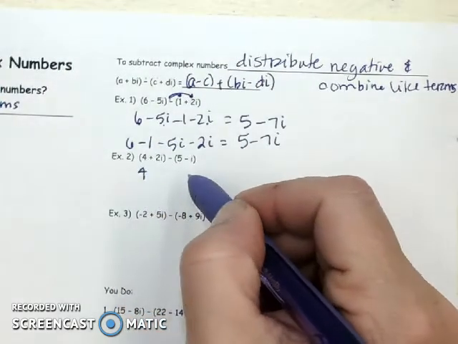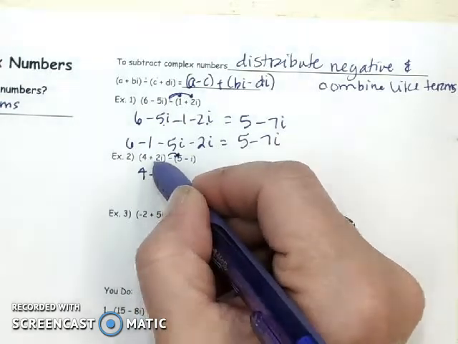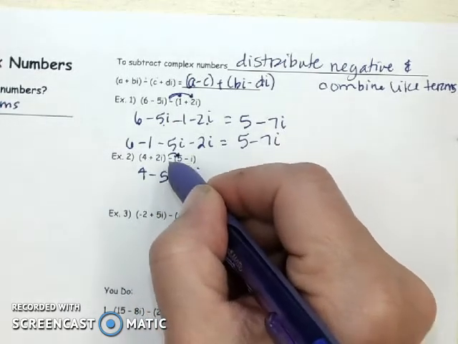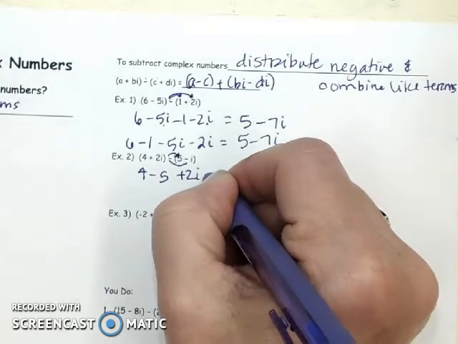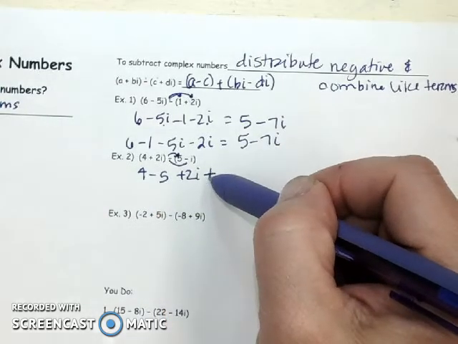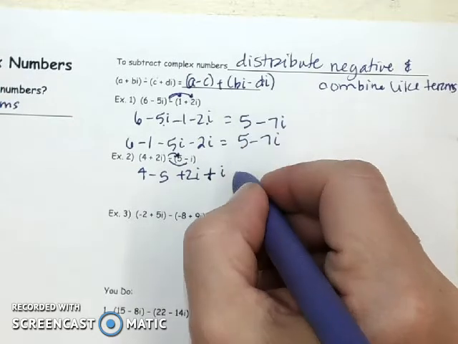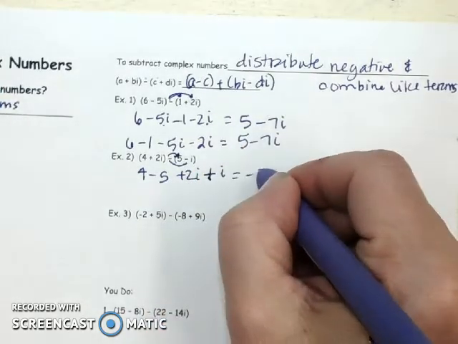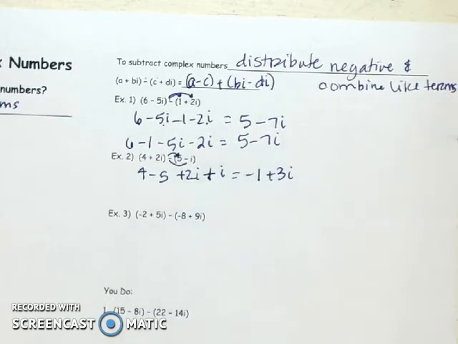So I'm going to do the same thing again. I'm going to group them together. I've got 4 minus 5 plus 2i. There's my imaginary part. Minus a negative. When you subtract a negative, here's my little trick I do for me so that I don't forget what I need to do. If I minus a negative, you catch that? Minus a negative, it makes it positive. And so now I have 4 minus 5, which is negative 1. 2i plus 1i gives me a positive 3i. And that's my answer.